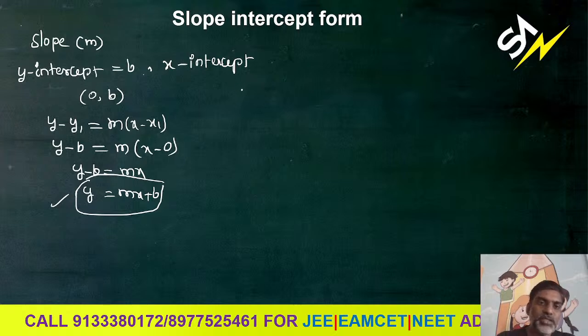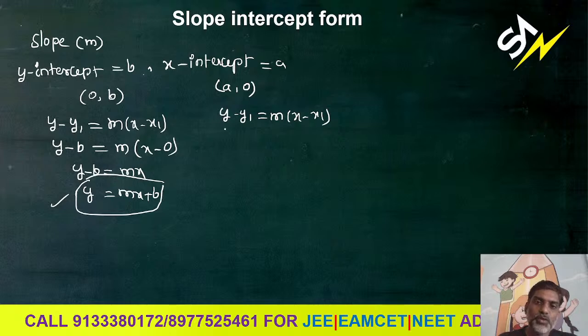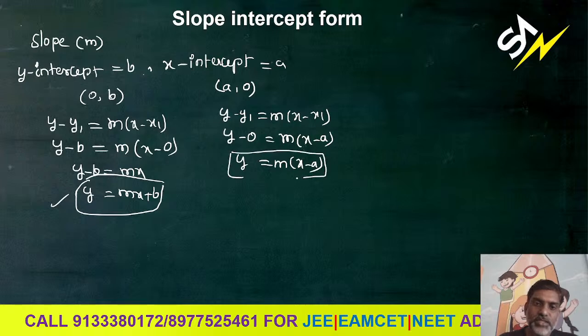Now here the x-intercept is given. When the x-intercept is given, the straight line is passing through the point a comma 0. Let us take the x-intercept as a, then the line is passing through a comma 0. So the equation is y minus y1 is equal to m times x minus x1. Here y minus y1 is y minus 0, and x minus x1 is x minus a. So y is equal to m times x minus a. This is the equation when we are given the x-intercept and slope. So let us see the examples here.